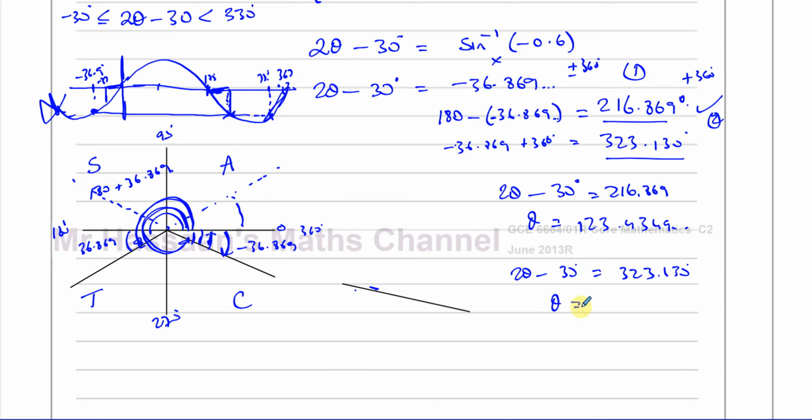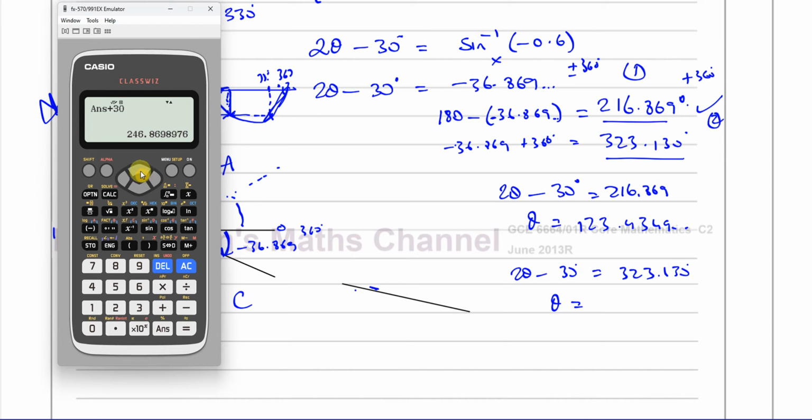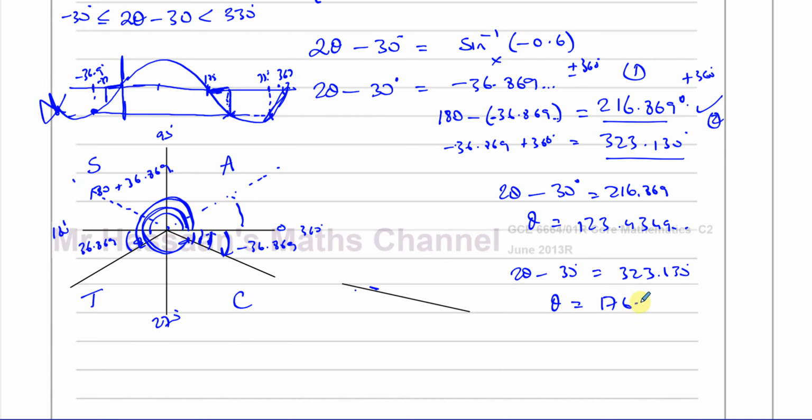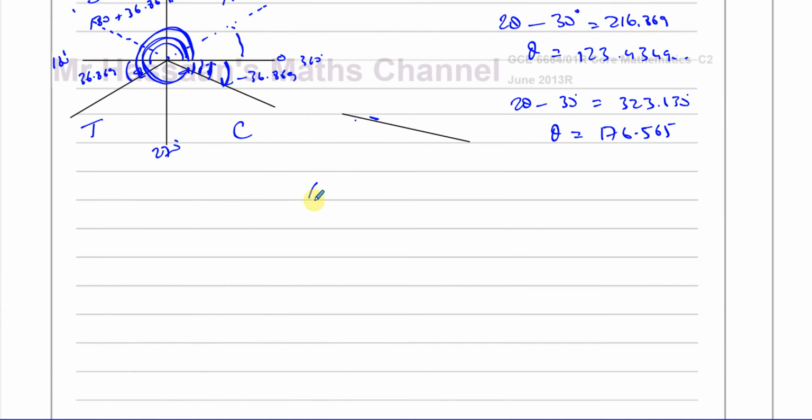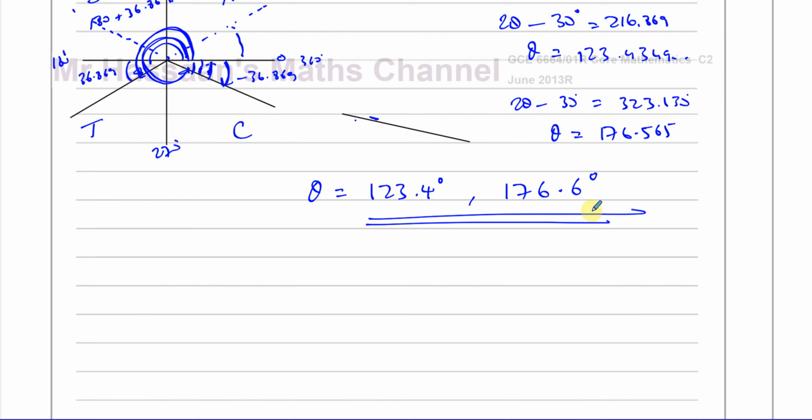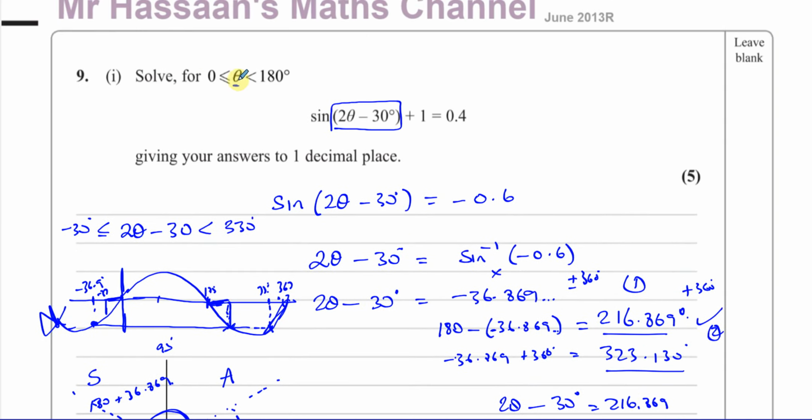And this angle, we're going to go back to this, and we're going to take this angle and add 360 to it. And that gives us 323. And then we have to add 30 and divide by 2. And that gives us 176.565. And in the end, our answers have to be to one decimal place. So we have theta equals 123.4 degrees and 176.6 degrees. Those are two answers, and we can see they are within our range from 0 to 180.